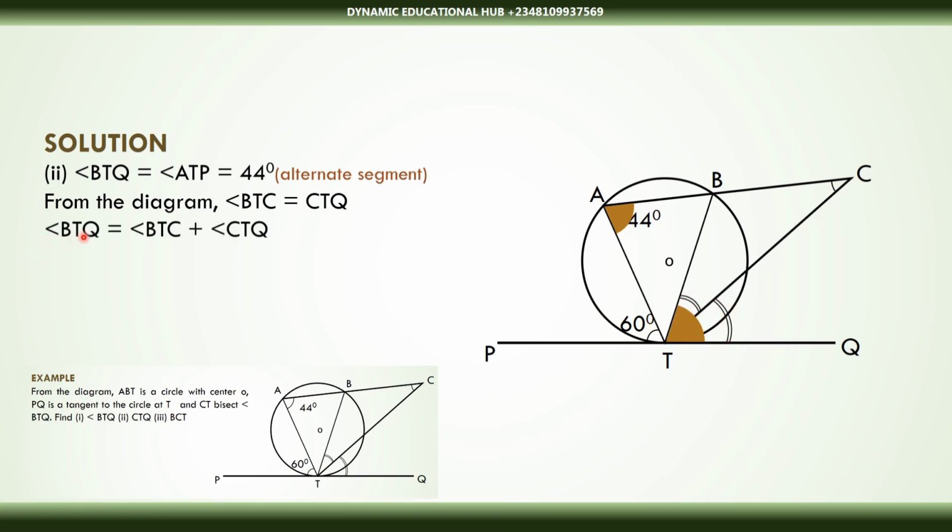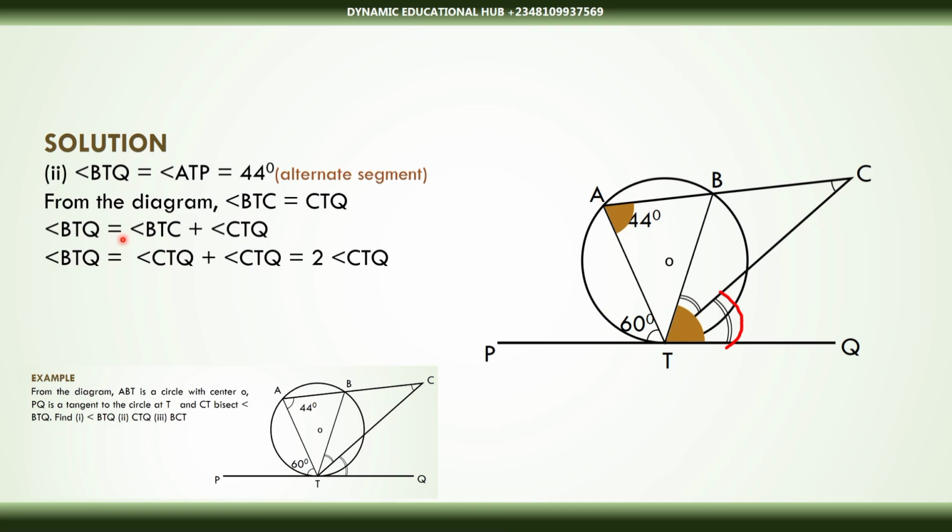So BTQ is the same thing as BTC. We have our angle BTC plus angle CTQ, this angle, because CT bisects it into two equal angles. So since the two angles are the same, this angle is still the same thing as this angle.